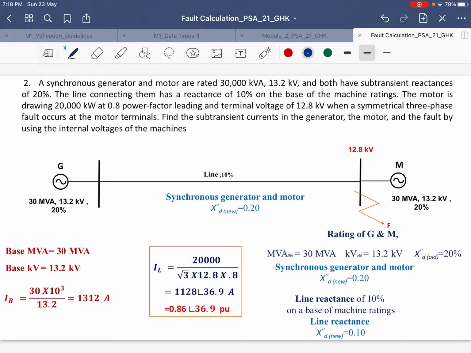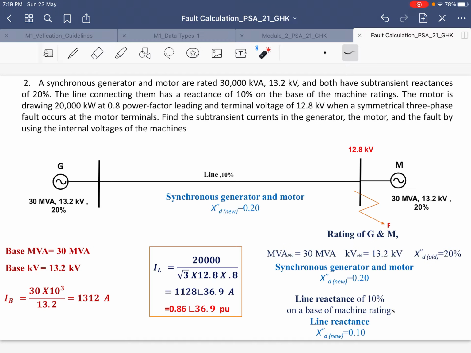The statement of the numerical is: a synchronous generator and motor are of the same rating, that is 30,000 kVA or 30 MVA, 13.2 kilovolts, both having a subtransient reactance of 20%. Then the line connecting the generator and motor has 10% reactance. The important thing is that it is based on the machine rating, that is 30 MVA, 13.2 kilovolts. The reactance of the transmission line is 10%.